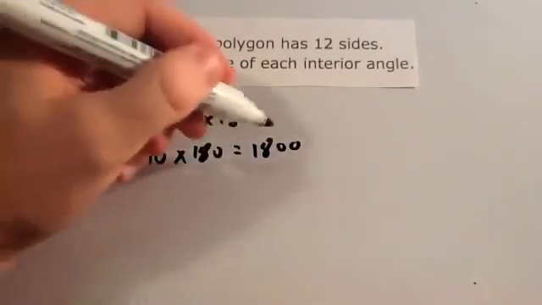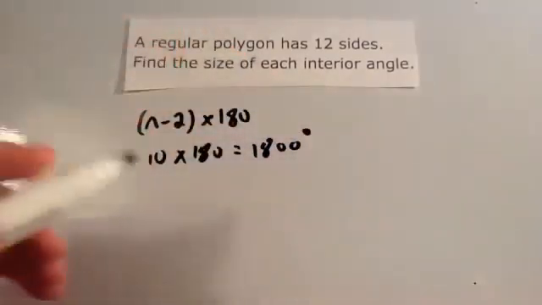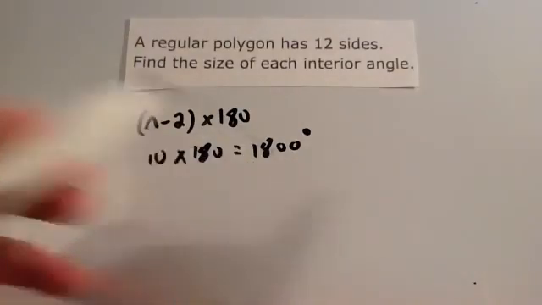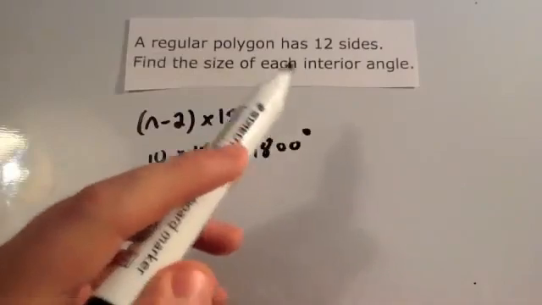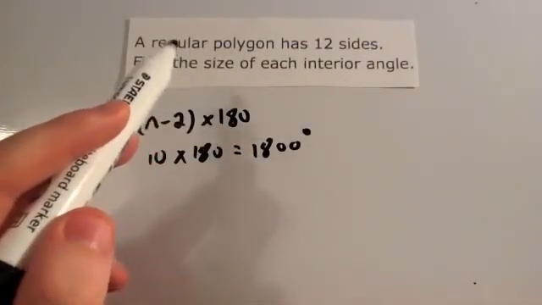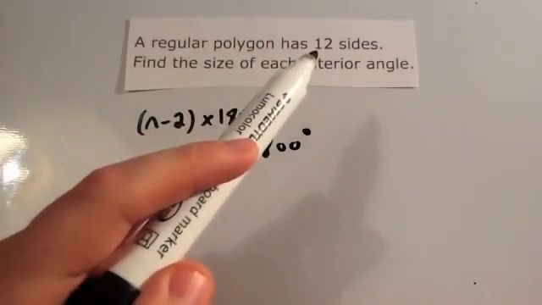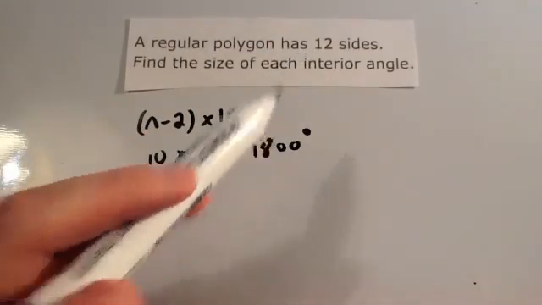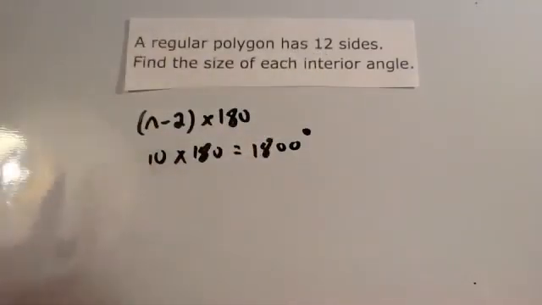That means that the angles inside the shape add together to give 1,800 degrees. So we need to find the size of each of the interior angles. Because it's regular, all the angles are the same, so all 12 angles are the same. So if you divide 1,800 by 12, you'll find the size of one angle.